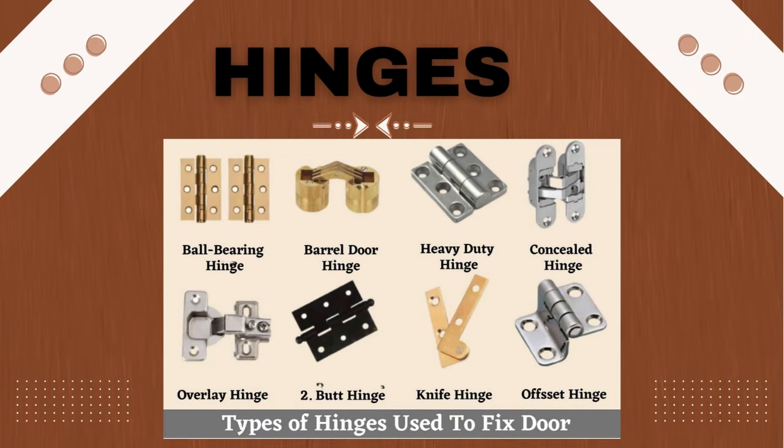A hinge is a joint consisting of two interconnecting metal plates or other materials joined by a pin or rod. It provides a pivot point so one part can move while the other remains fixed.